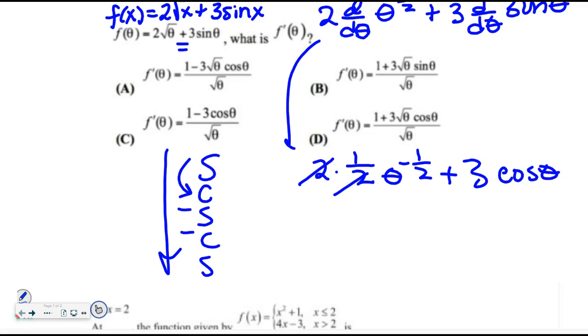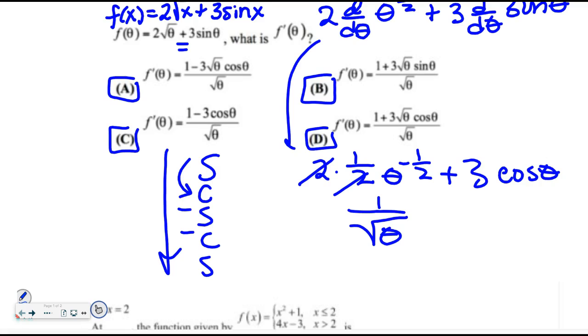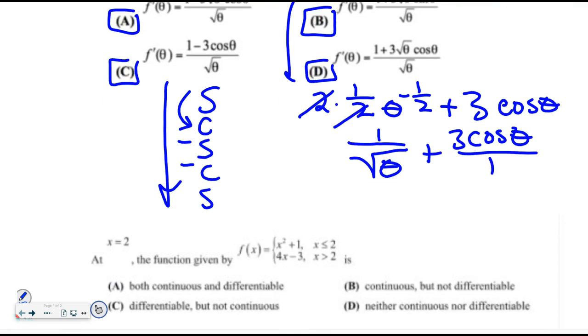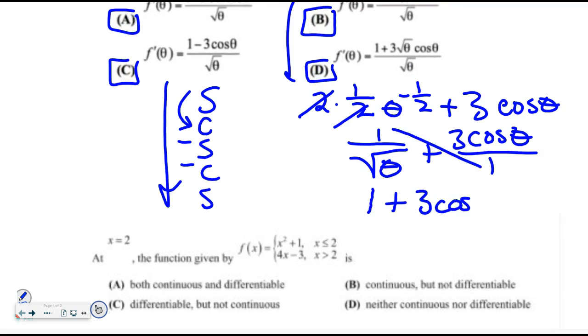I end up with theta to the negative 1/2 plus 3 cosine theta, but you'll see that all of the possibilities here are written as a single fraction. So we get rid of negative exponents always. So that would be 1 over root theta plus 3 cosine theta. And then you can picture getting a common denominator. I like crisscross applesauce. I like 1 plus 3, my screen moved. So I've got 1 plus 3 cosine theta root theta all over, multiply across.